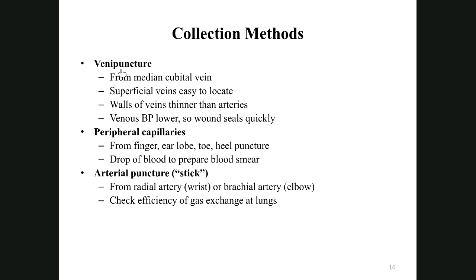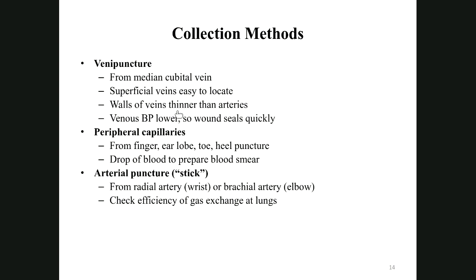Venipuncture. Venipuncture is the most common. This is where we puncture into a vein. Veins, especially the one in the bend of your elbow, the median cubital vein. It's very superficial, so it's easy to locate. Now, the reason that venipuncture is the most common method is, number 1, a vein wall is thinner. So there's less smooth muscle in it, so it's easier to puncture. So we can puncture the vein wall easier.